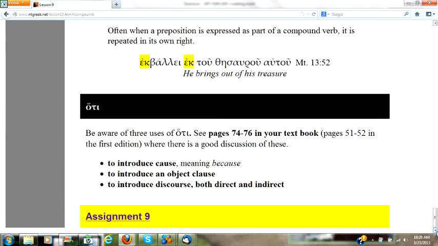But hate also can mean because. And hate may be used to introduce a quotation. I pointed you to your textbook here, pages 74 through 76. If you'll take a look at that, there's a good discussion of hate that will explain the nuances there.